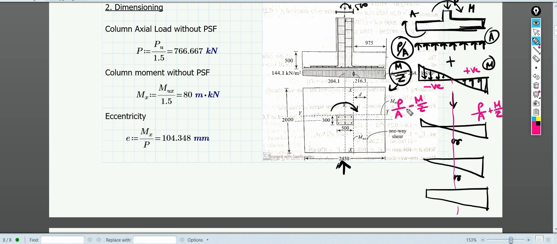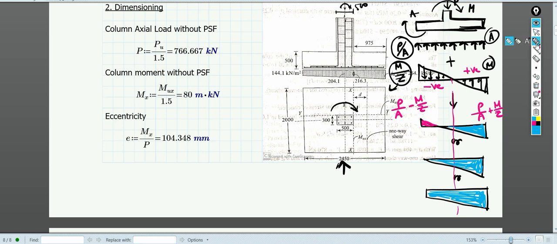If the M by Z value is larger, then we will have a negative portion over here, and the blue portion is the positive portion, the upward direction. If P by A and M by Z are equal, then it will be 0, and the whole stress distribution diagram will be under compression, or the soil will be under compression, right? Something like this kind of stress distribution diagram you will observe.